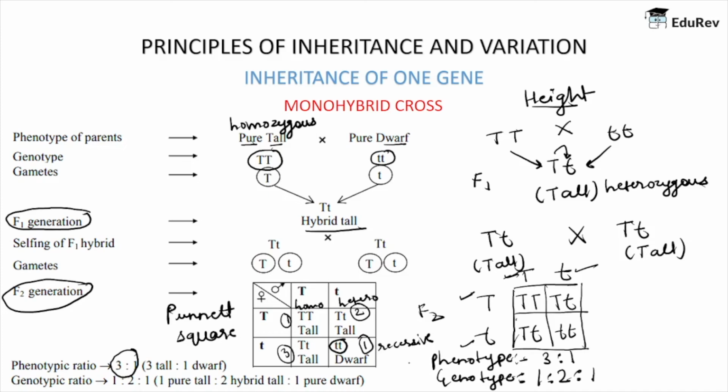So with this, he got his phenotypic ratio and genotypic ratio: in phenotype 3 tall, 1 dwarf, and in genotype 1 homozygous tall, 2 heterozygous tall, and 1 dwarf. So this cross is very important. Knowing its phenotypic and genotypic ratio is very, very important from the perspectives of your boards and NEET both.